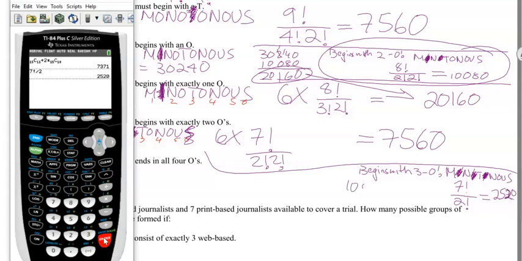So if we take the 10,080 and write 10,080 minus 2520, we get 7,560. So either way it works, right? We know there are 10,080 that begin with 2 O's or 3 or 4. From that we subtract the ones that begin with 3 or 4, and we are left with the ones that begin with exactly 2. Perhaps way easier.